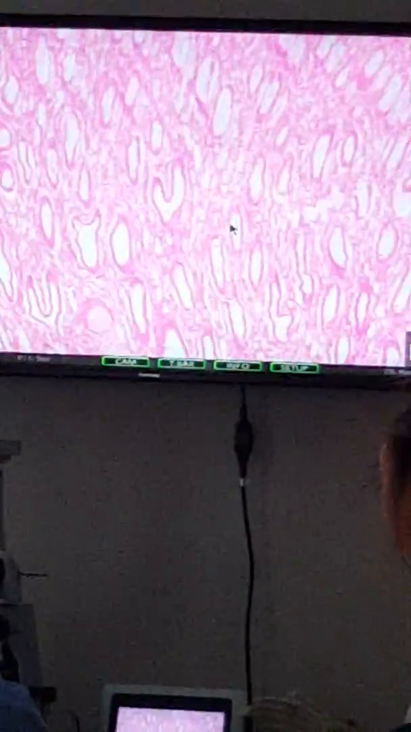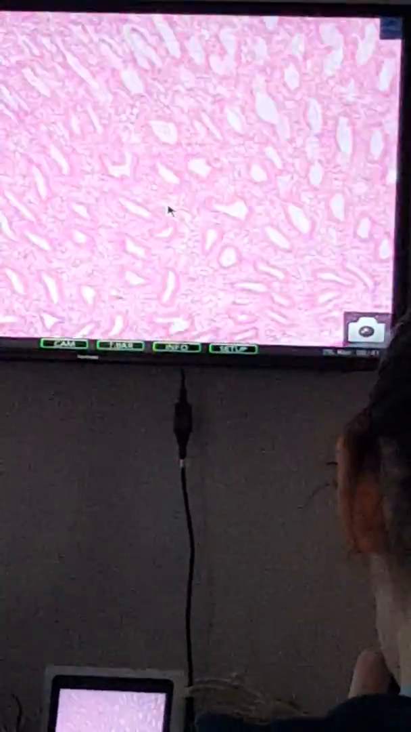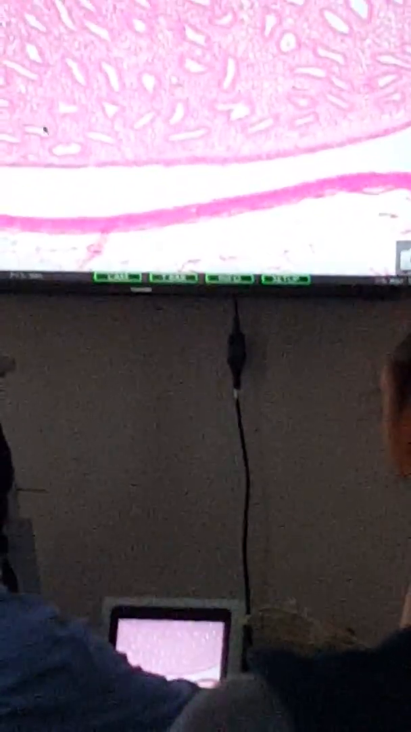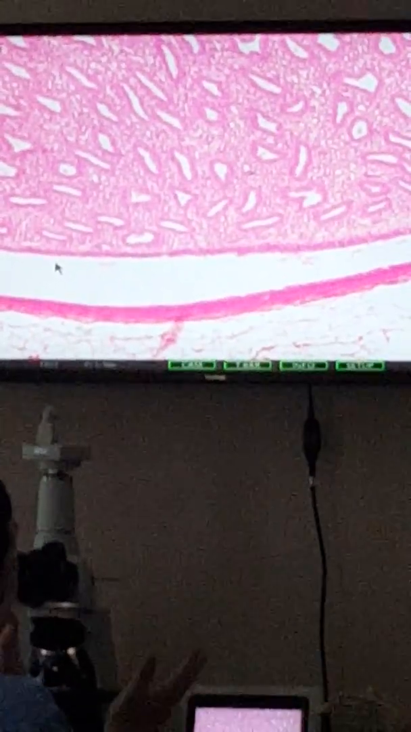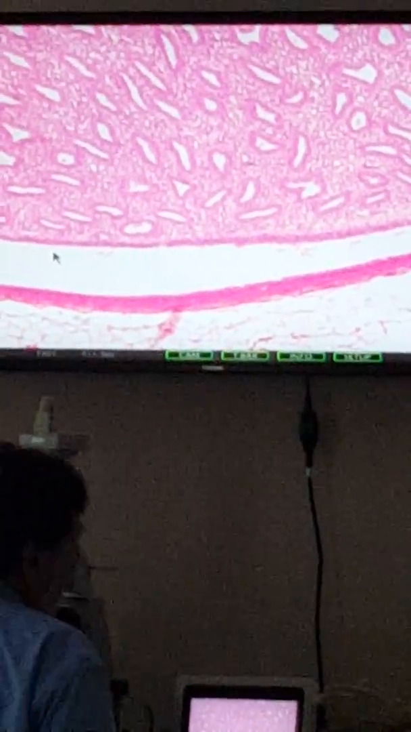Now, let's follow this structure down here a little bit. Let's keep going down. We're going down. We're coming down. Whoa! We're all the way down. What the heck is this structure here? Everything is leading to this. What is this structure here? Who said that? Very good. So that's the renal papilla. This is kind of the point of the pyramid.